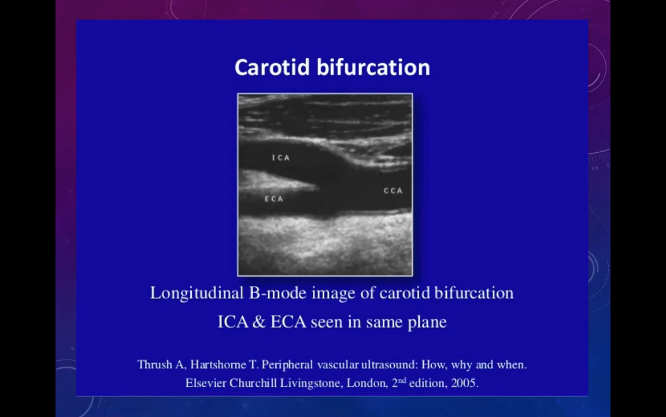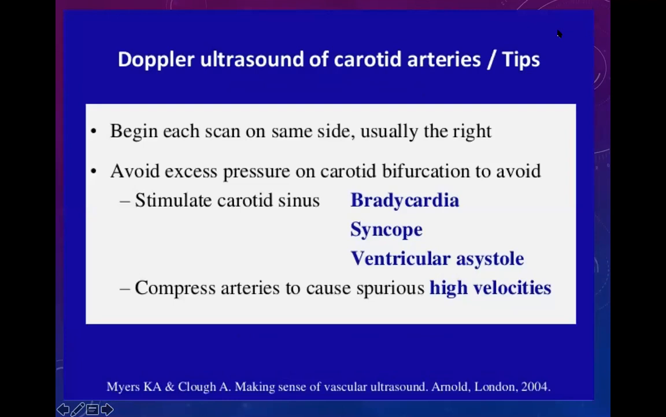So this is the carotid bifurcation, ICA and ECA seen in the same plane. So this is how you should focus your probe. And this is done by the same linear probe that we have always used in the previous three lectures. And the tips and tricks here are that you begin each scan on the same side, usually the right side.